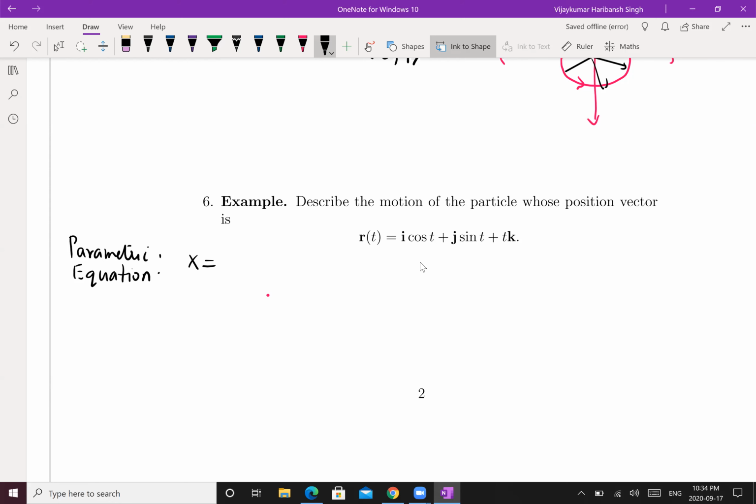So for a curve, finding the parametric equation is important, right? So we are interested in finding the parametric equation of the curve. So we have x equals cos t, y equals sine t, and z equals t. Now notice that we get x squared plus y squared is equal to 1.